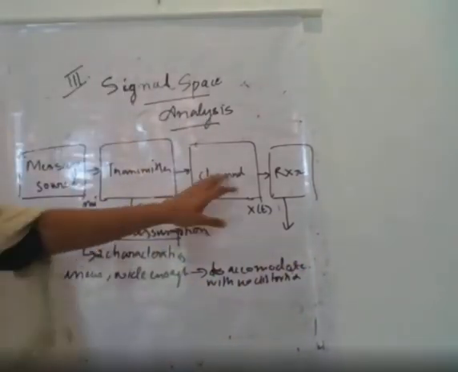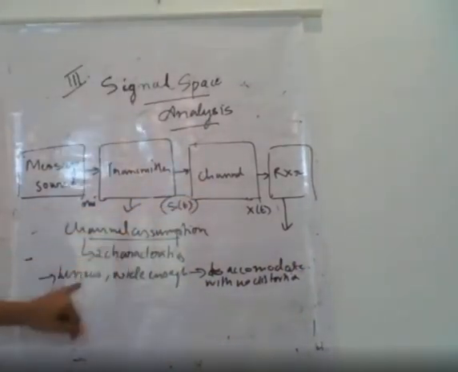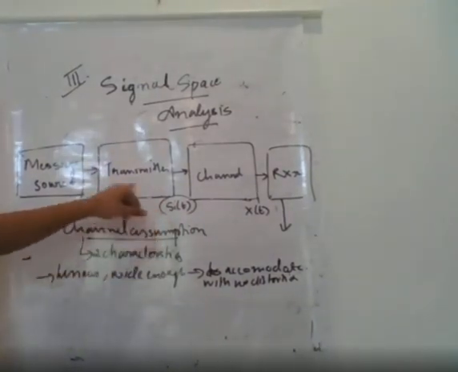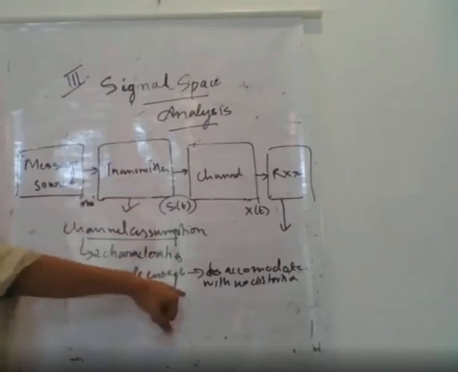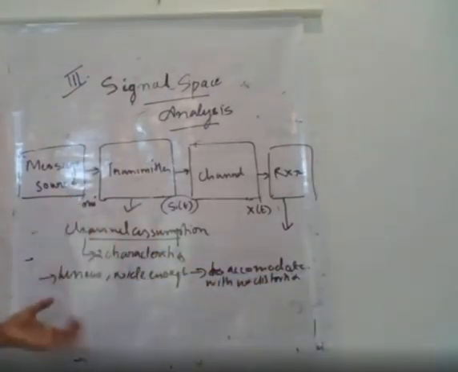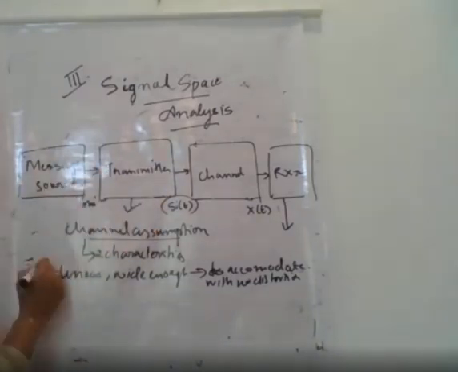So the channel has two characteristics. One is that it is linear and wide enough. It can accommodate the signal Si of t which is coming from the transmitter with no or negligible distortion. Without distortion, it can accommodate the signal Si of t. This is the channel's first characteristic.